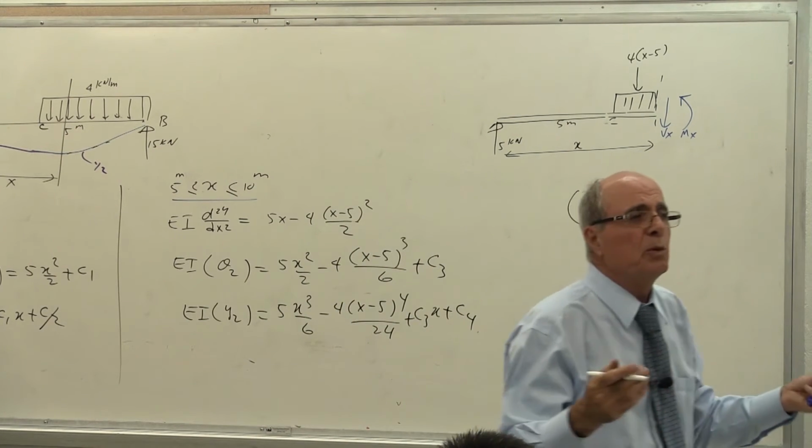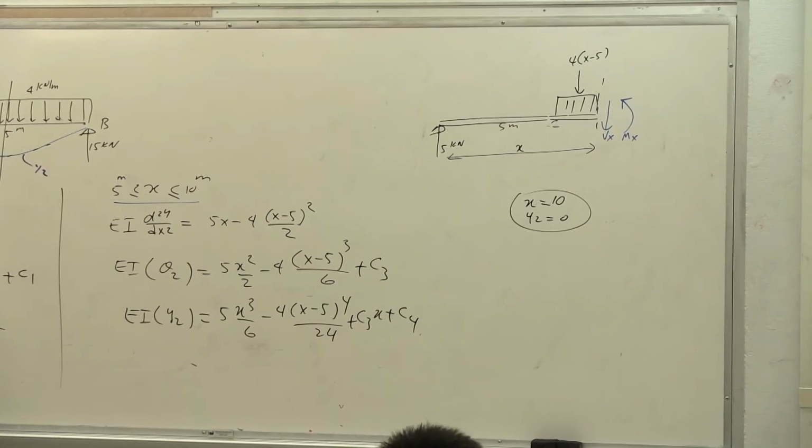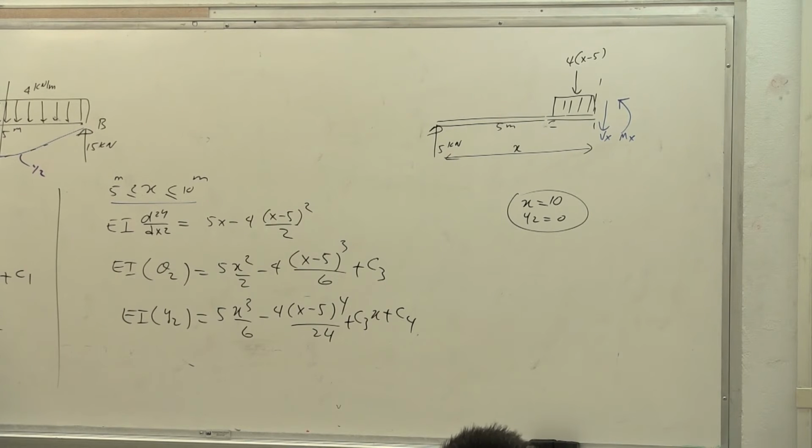But I need 2 more. Where are the other 2 more? At 5. Good. X equals 5? That's right.